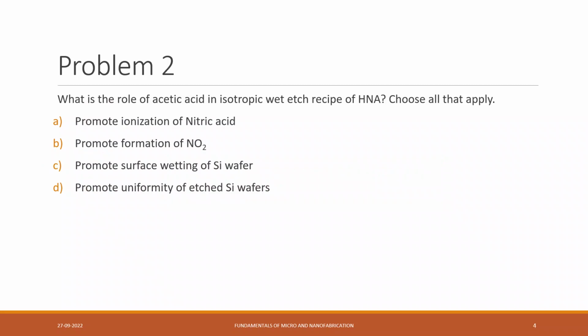So this comes from the isotropic wet etching recipe of HNA. HNA is basically the recipe used for isotropic etching of silicon, which involves H meaning HF, N is nitric acid, and A is acetic acid. So this is a mixture of 3 components. Here you have to tell the role of acetic acid, and this can be multiple correct, so all the options that apply you can tell.